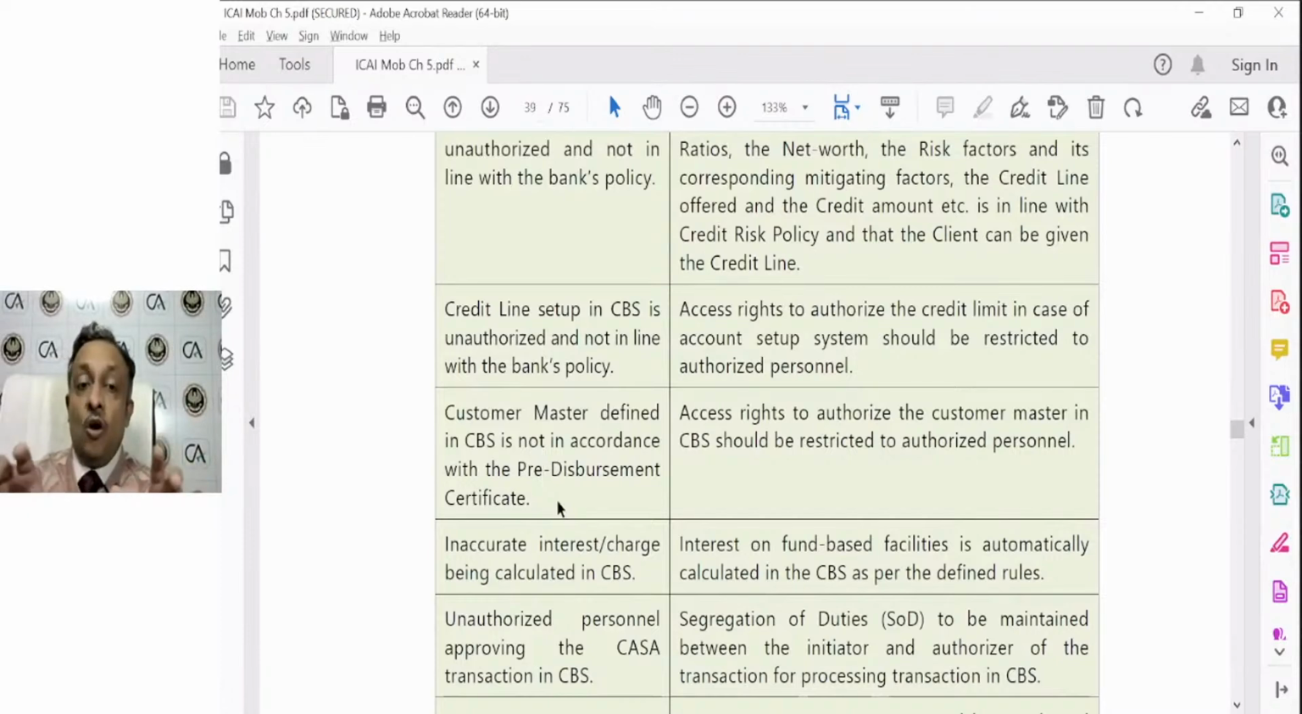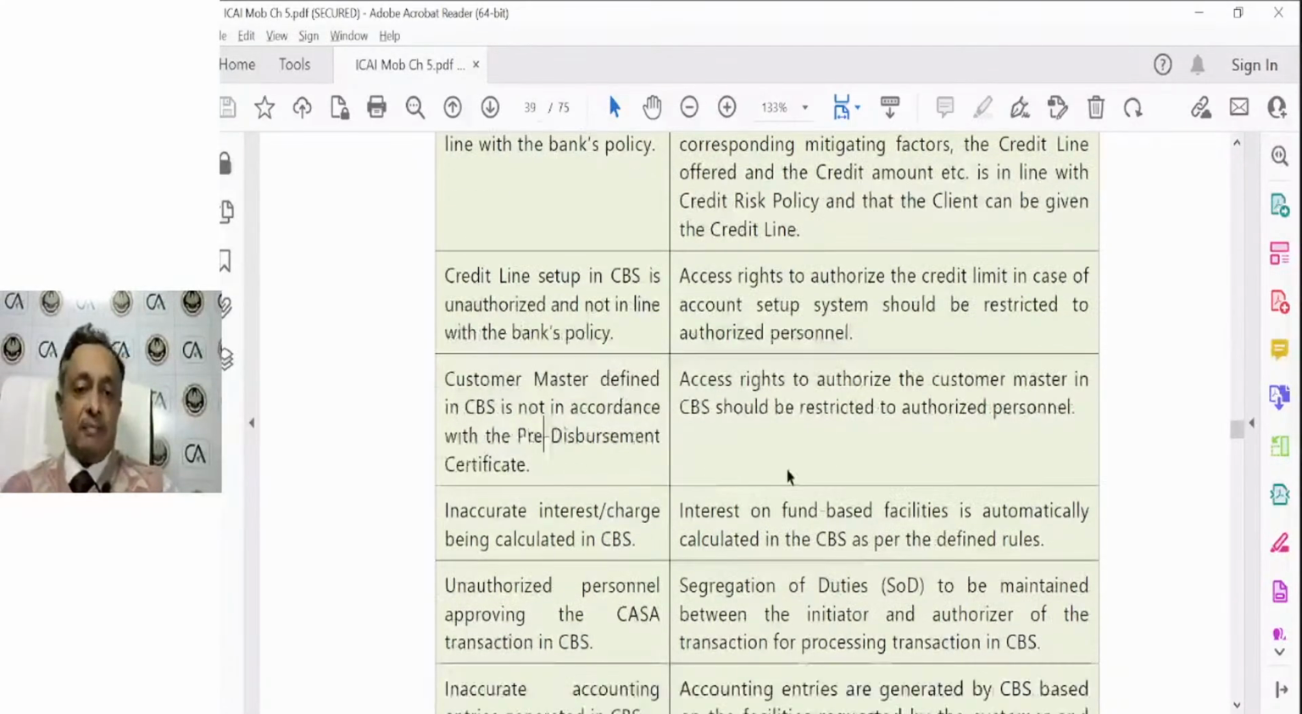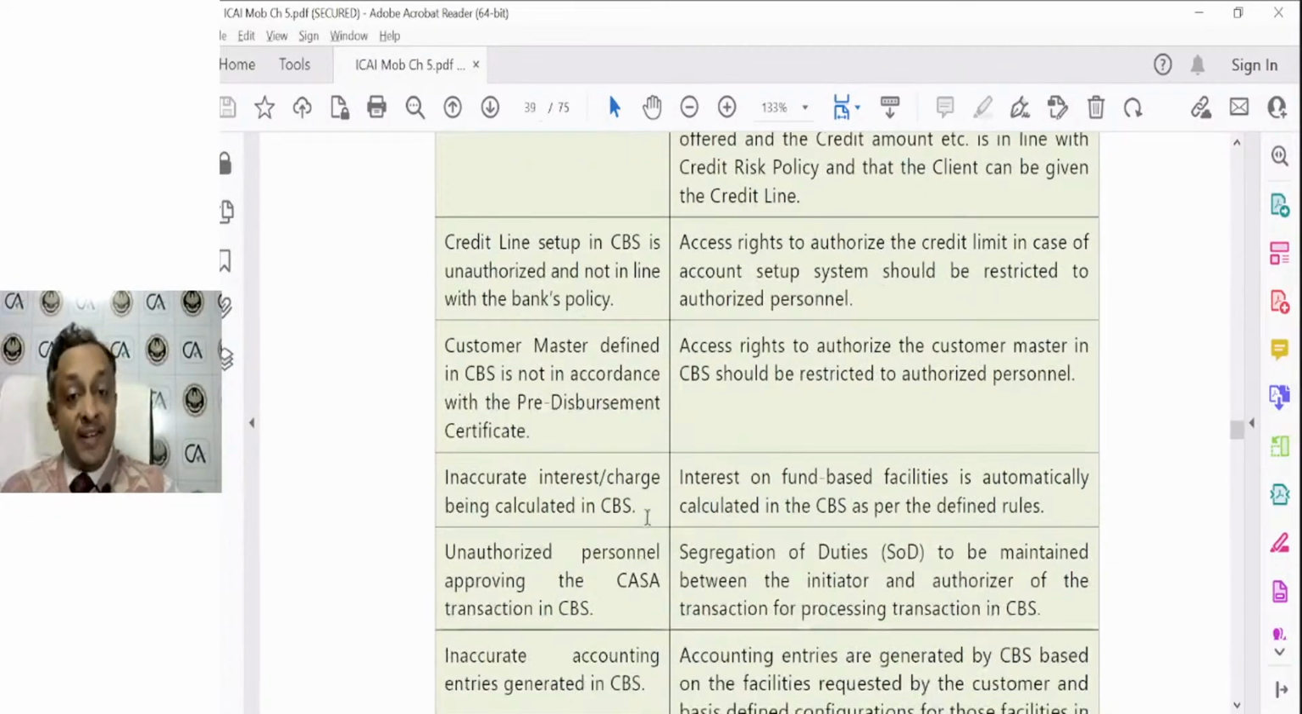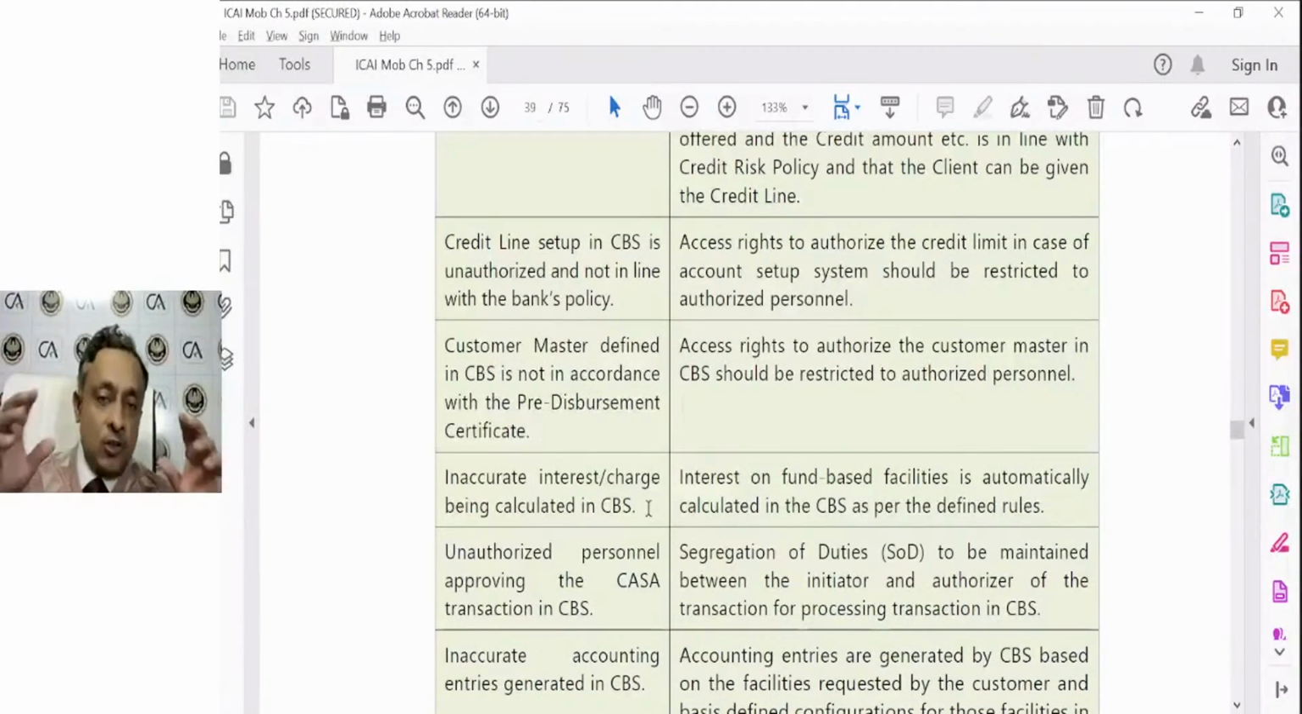Okay. So, whatever definitions you are creating in customer master, it has to be as per the policy for that category of customer. That is what you need to read through. Again, excess right need to be restricted. And this again, inaccurate interest charge being calculated in core banking system. So for a saving bank account holder, you are not going to charge interest, but you are going to charge bank charges. What charges are debited to a saving bank account holder? I'll read them.